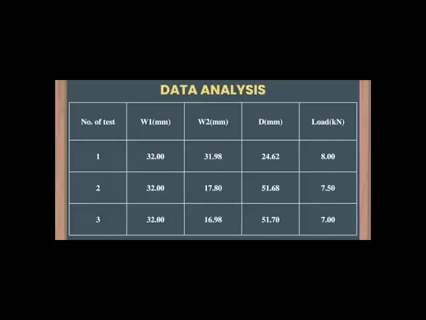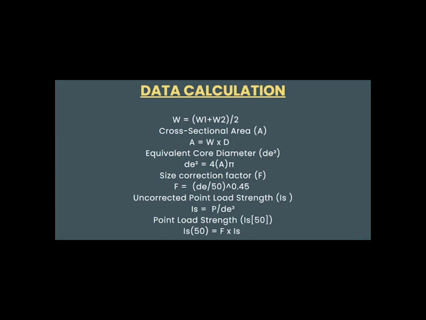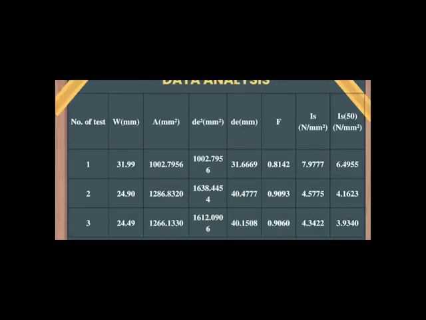Thank you. For the data analysis, we will use the following data to calculate the point load strength. We first calculate the width, followed by the cross-sectional area, equivalent core diameter, and the size correction factor. With the area and core diameter, we can find the uncorrected point load, and lastly, we will calculate the point load strength. Here are the end results for all three tests.